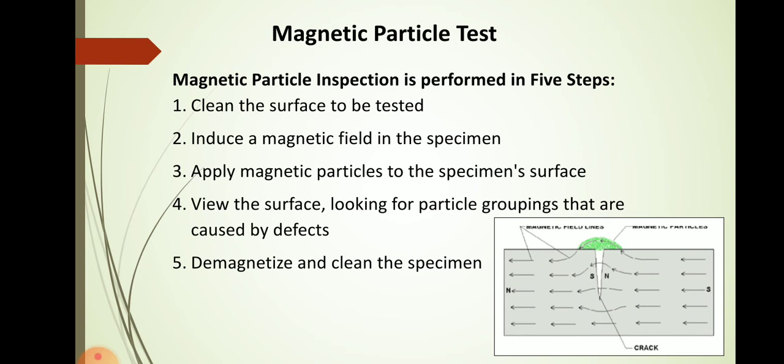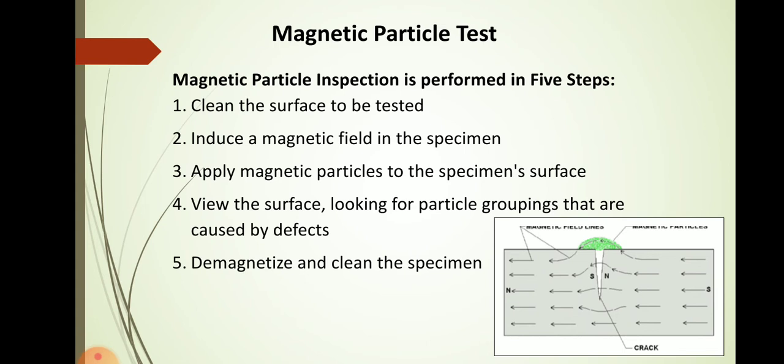Firstly, you have to clean the surface to be tested. Sometimes on the specimen or in the actual field you have to test the component for any crack by using magnetic particle test. In that case, you need to clean the surface. If color is applied, or some kind of coating is applied on the surface, then you have to remove it thoroughly. In the second step, induce the magnetic field in the specimen. You have to induce the magnetic field by passing current.